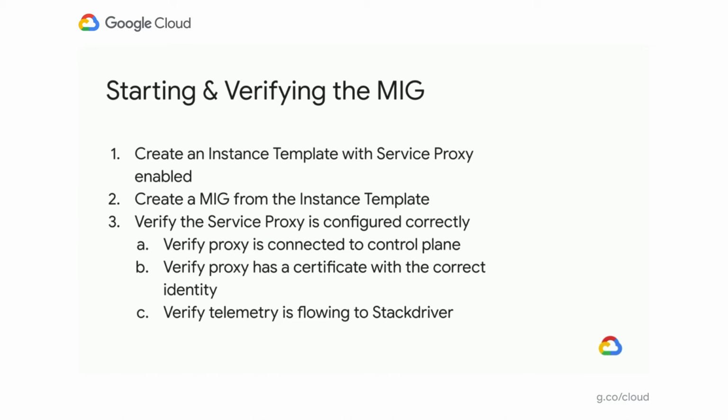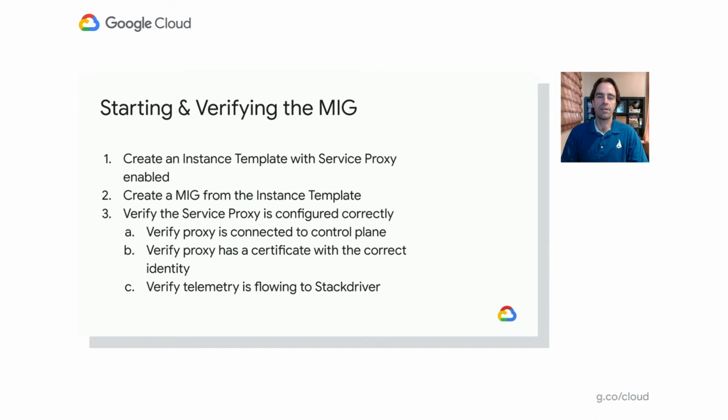Okay, so now we need to actually get that instance group started and verify that everything is actually working. We do this using the mechanisms that Chris was just talking about earlier. We use an instance template that we configure with the service proxy. We give it the configuration it needs to know what identity it needs to use, and then we connect it to the control plane components that I was just talking about.